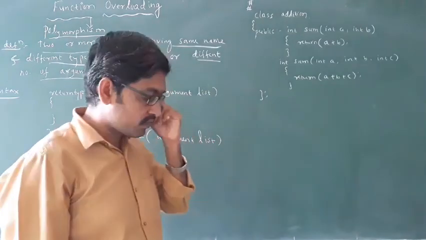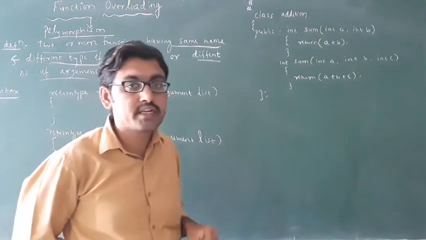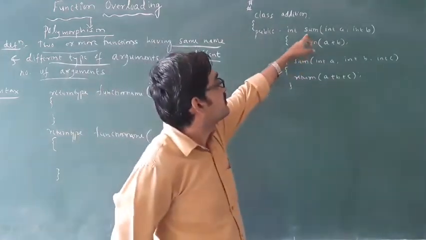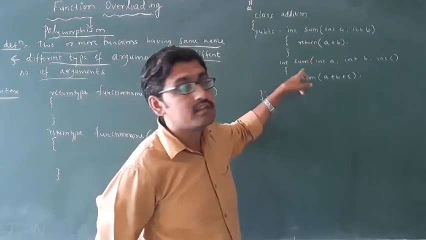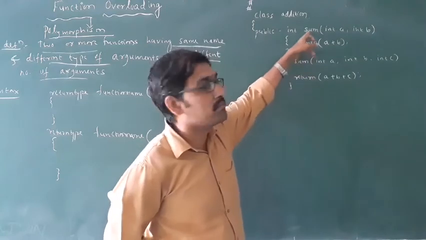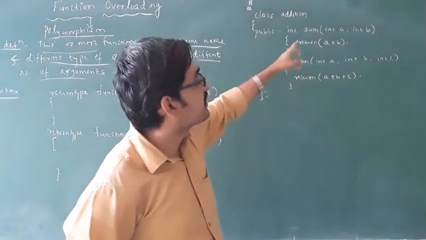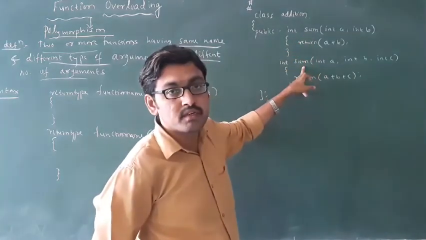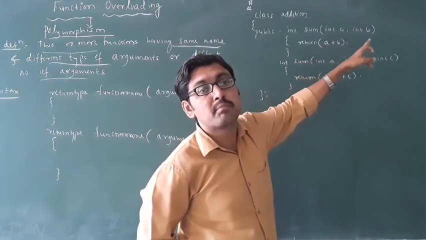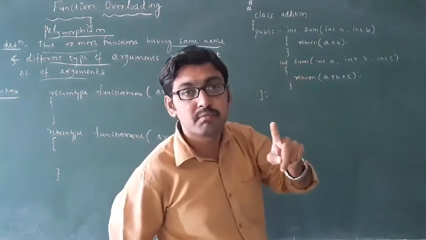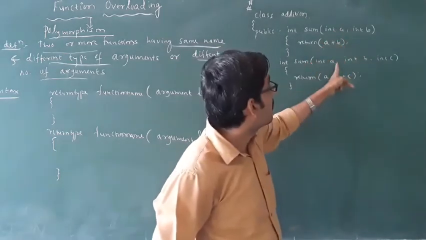See, what is the purpose? You have to use function overloading. From this example, you know that I am having two or more functions with the same function name. See, sum. Two or more functions having the same function name, but different number of arguments. Means how many arguments do you have in this? Two arguments. Then how many arguments in this?